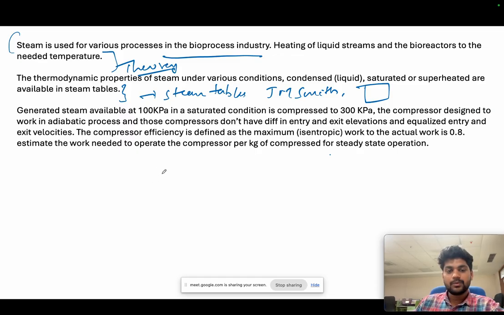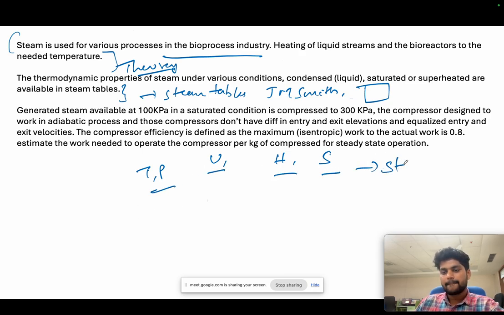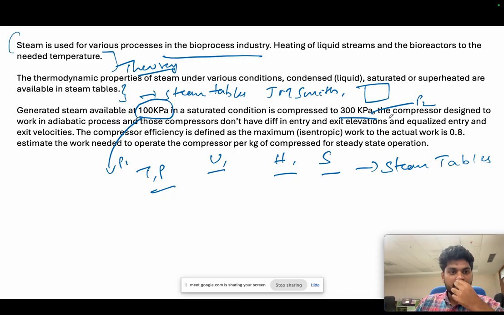Basically, in the steam tables, at every temperature and pressure, they have calculated the internal energy, enthalpy, and entropy. So that's what they have done in the steam tables. Generated steam available at 100 kilopascal in a saturated condition is compressed to 300 Kelvin. Initially they have the pressure as P1, and it is compressed. The compressor is designed to work as an adiabatic process.